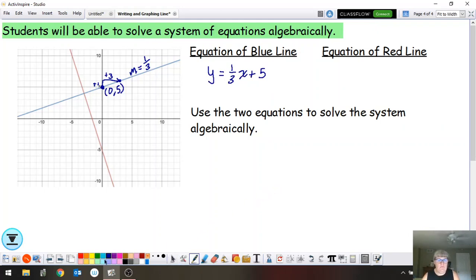The equation of the red line has a y-intercept of (0, -5), and has a slope of -3 over +1, or just -3. So y equals -3x minus 5.